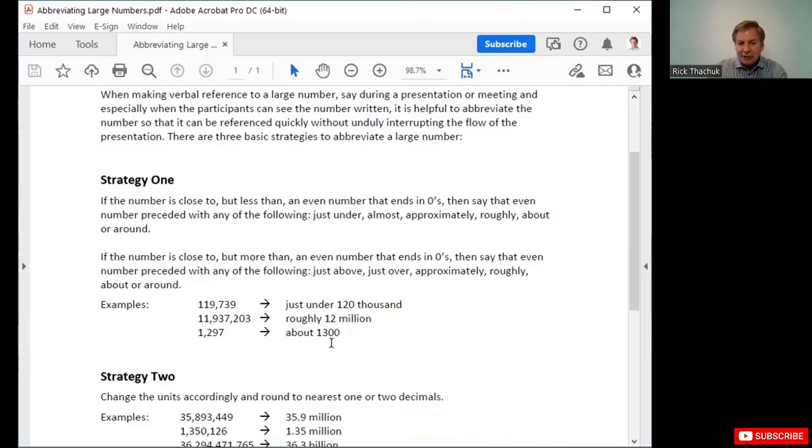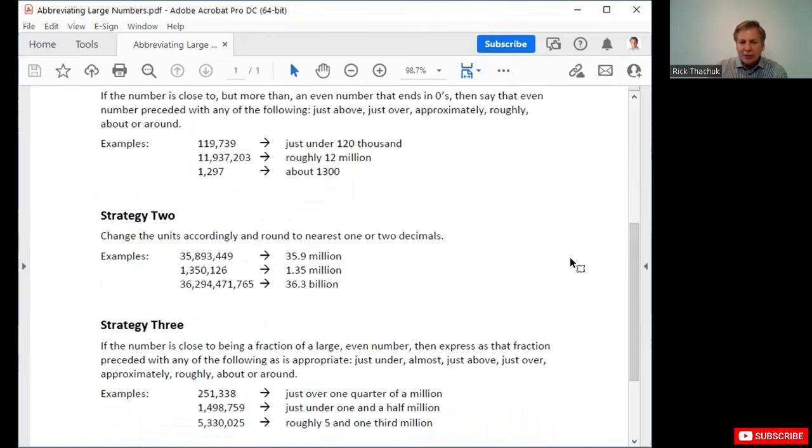So this is an even number in the sense that it ends in some zeros here. So if I look at this number here, 1,297, then I think, oh, that's almost 1,300, or just under 1,300, or about 1,300. So this is one strategy. If it's close to an even number, we'll reference that even number with something preceding it. Let's look at strategy 2.